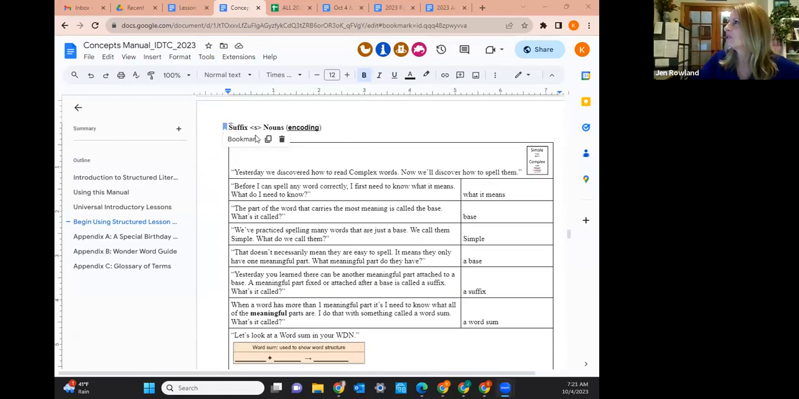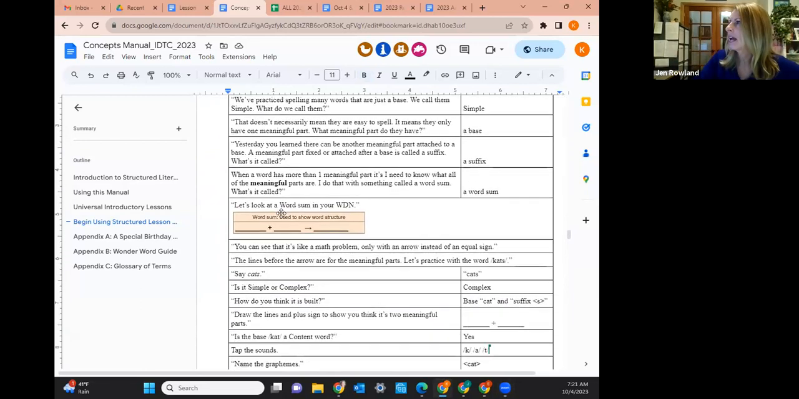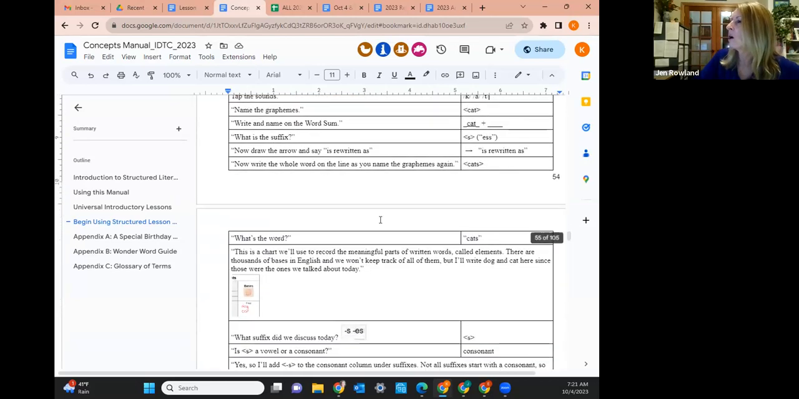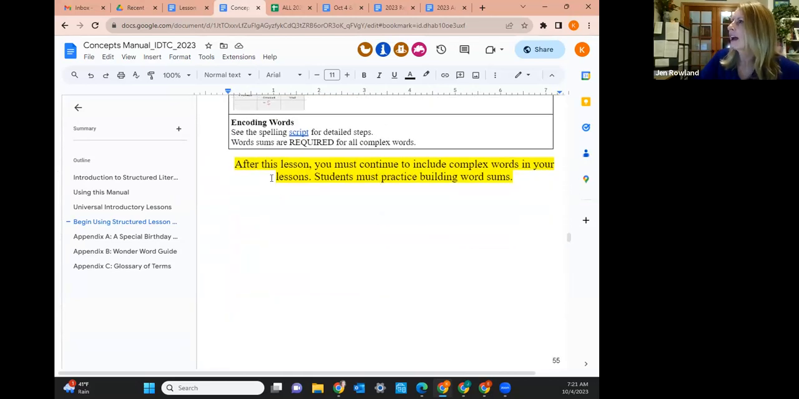Then on Thursday, when you see your student again, you do the encoding part. And that's when you're going to bring in the script and show for spelling words, and you're going to introduce the word sum. So your base plus your suffix is rewritten as, like, cats. Okay, and you walk through all of that. Please note, after this lesson, you must continue to include complex words in your lessons. Students must practice building word sums. So in your spelling word section, because S and ES are the only two suffixes.